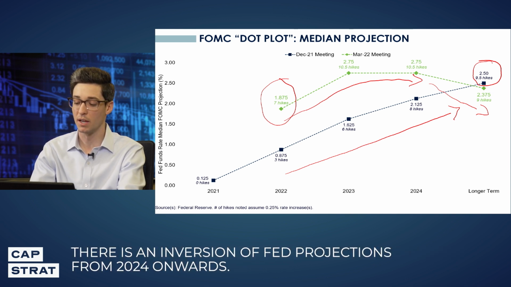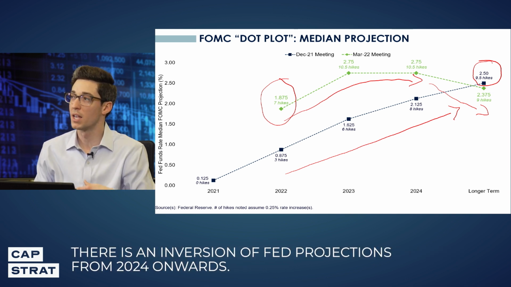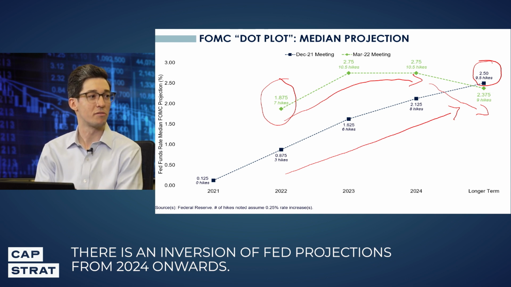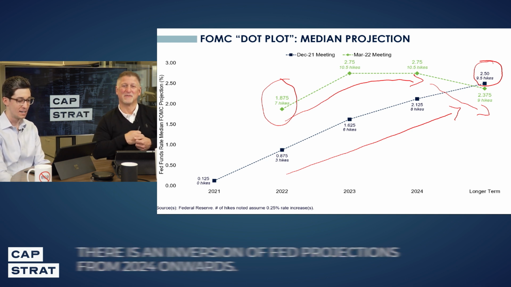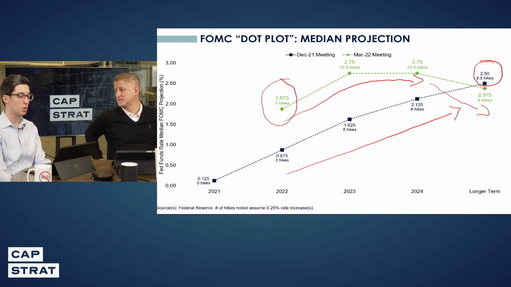So what you have there from 2024 to longer term is an inversion in Fed projections. And we love inversions. We love picking out inversions. Inversions are fascinating. But basically the Fed saying, we are going to raise the federal funds rate very quickly to a level that is restrictive to growth and inflation. We are willing to sacrifice some economic growth, some health of the labor market potentially, in order to win this long-term fight against inflation.